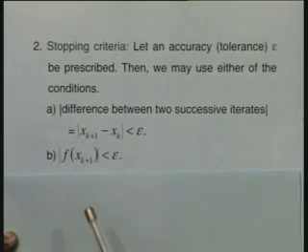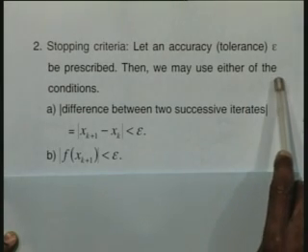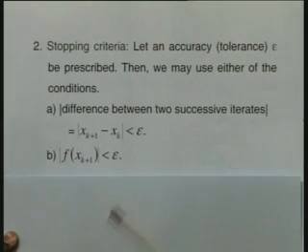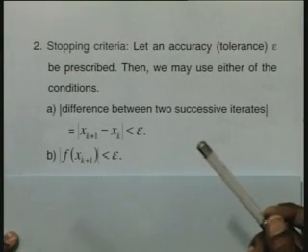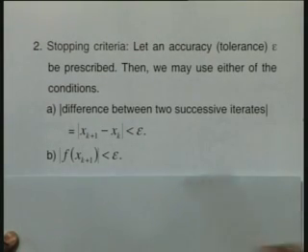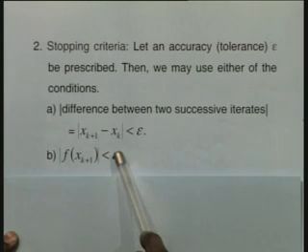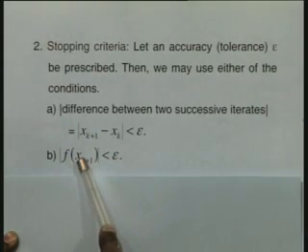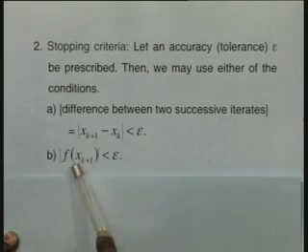Alternatively, we can also stop the iteration procedure when the equation is satisfied to a certain accuracy. That means our equation is f(x) equal to 0. So if at a particular iterate xk plus 1, I substitute f of xk plus 1, it should be, say, 10 to the power minus 6 accuracy. Once accuracy is prescribed, I can look at the equation itself and see whether the equation has been satisfied correctly or not. Therefore, I can have this particular criteria also.